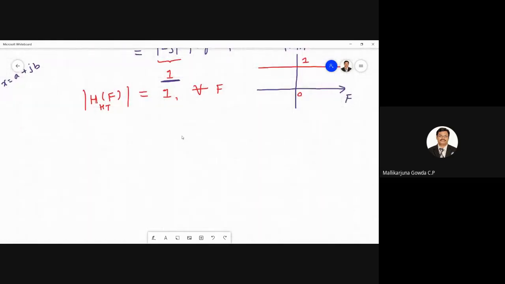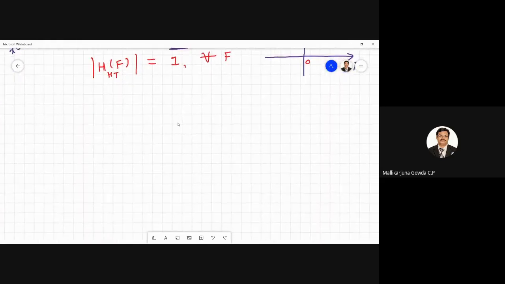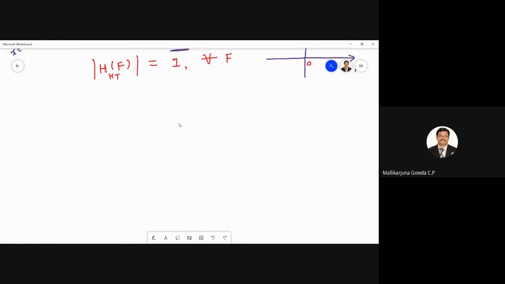Similarly, let us try to find out the phase response. How do you find the phase response?